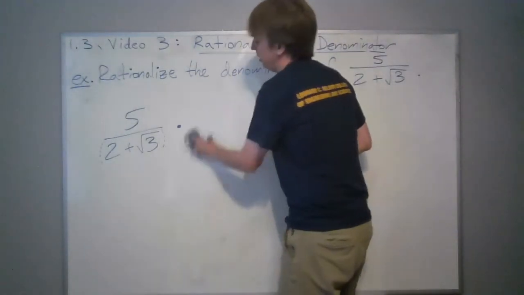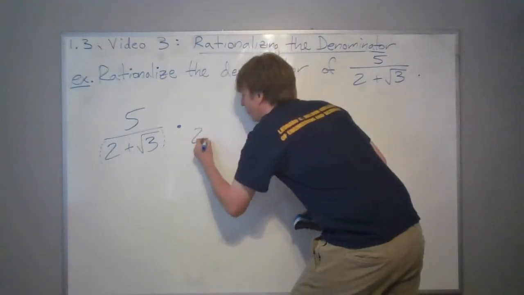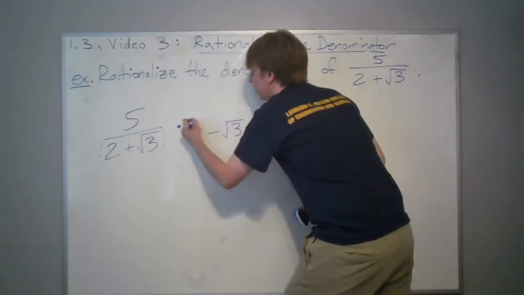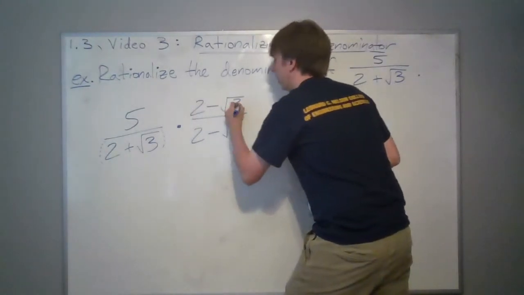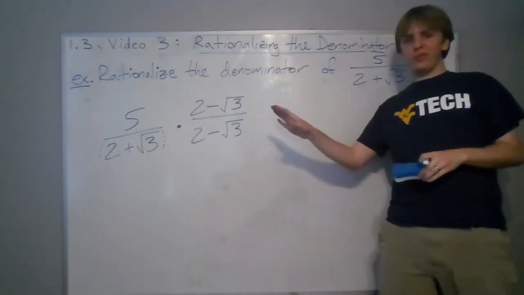And this is not something that you would probably guess. What we're going to have to multiply by is the same expression we see in the denominator, but with the opposite sign. So flip pluses to minuses, flip minuses to pluses. Take my word for it for just a second.